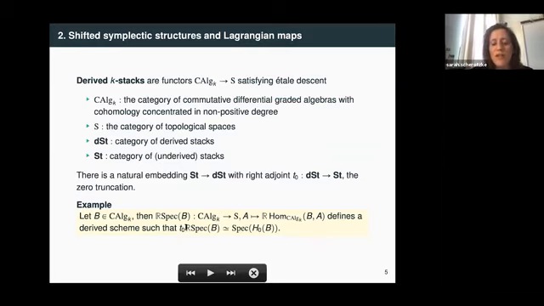And that's a derived scheme, and the truncation functor does what we expect it to do. So if we take the truncation of this derived scheme, then what we obtain is an ordinary scheme, and it's just Spec of H0 of B. So the zeroth cohomology of B is a commutative algebra, and I can just consider classically its scheme. So this is the setting where we'll be working.